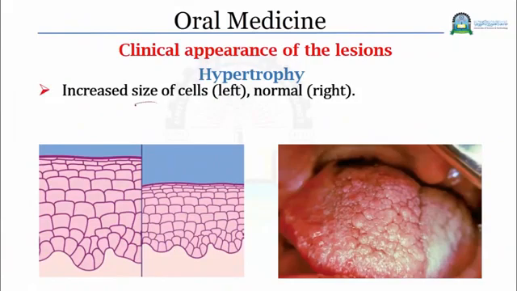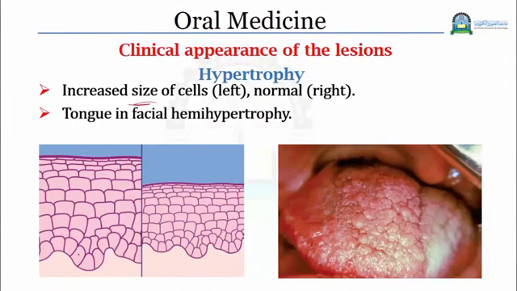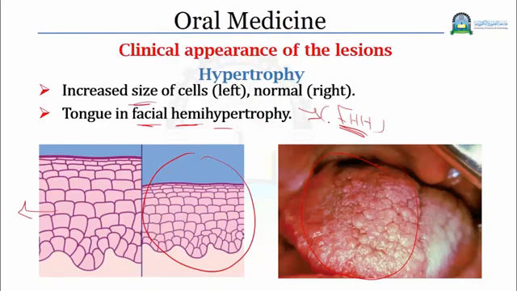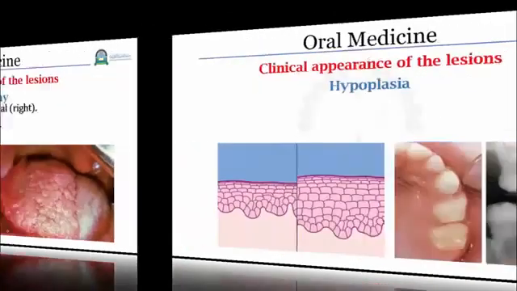Hypertrophy is the increased size of cells, opposed to atrophy. This is the normal, and this is the hypertrophy. In the case of facial hemihypertrophy, there is an increased size of the facial tissue in the right or left half of the face, including the tongue. These clinical pictures show a patient with facial hemihypertrophy with increased cell size on the left side of the tongue, so it is a hypertrophic tongue.